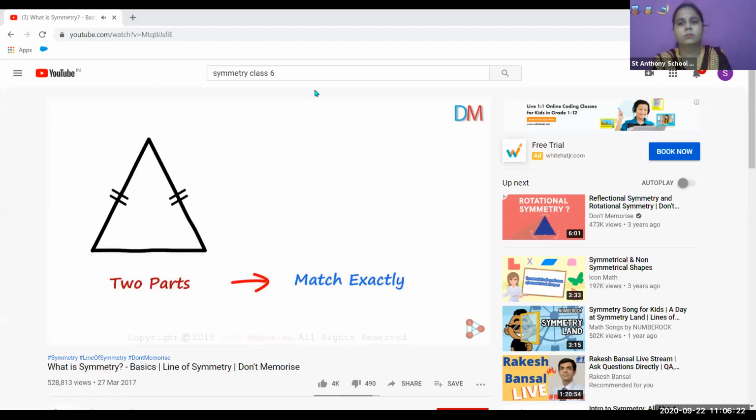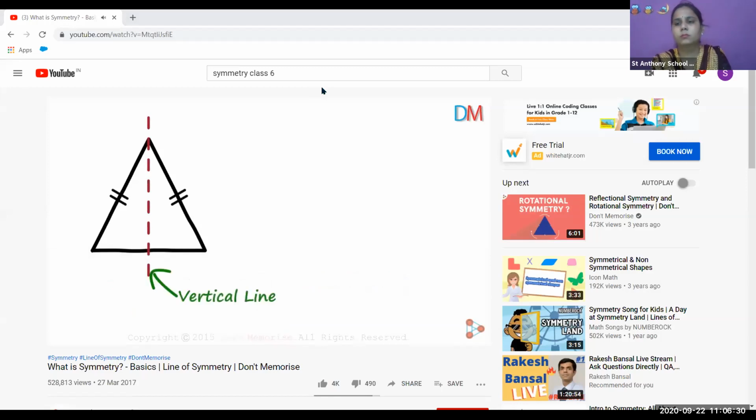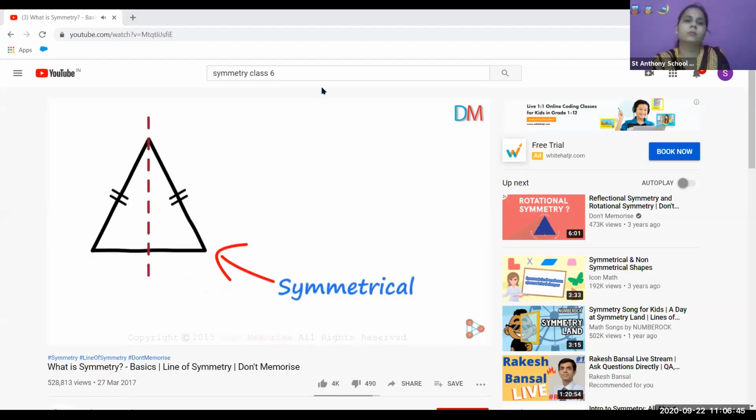It's easy, and I'm sure most of you would have got it right. If we draw a line like this, the condition will be satisfied. Yes, it's a vertical line which divides the triangle into two parts, which match exactly when folded along the line. If the part on the right is taken over to the left, we see that they overlap exactly. And that is why this shape is said to be symmetrical. The two parts match exactly when folded along a line.